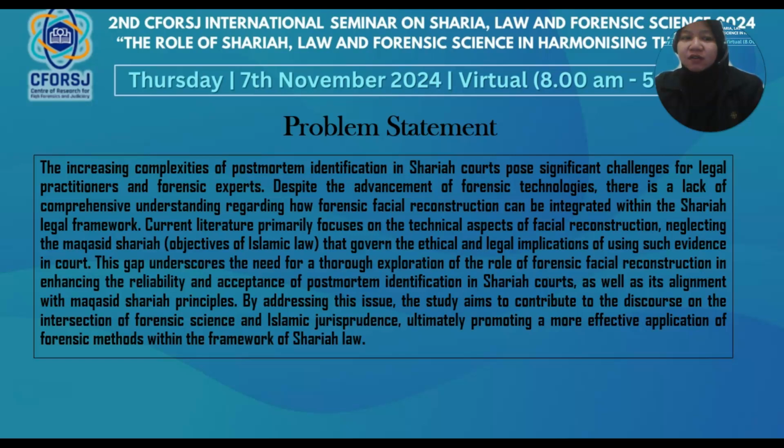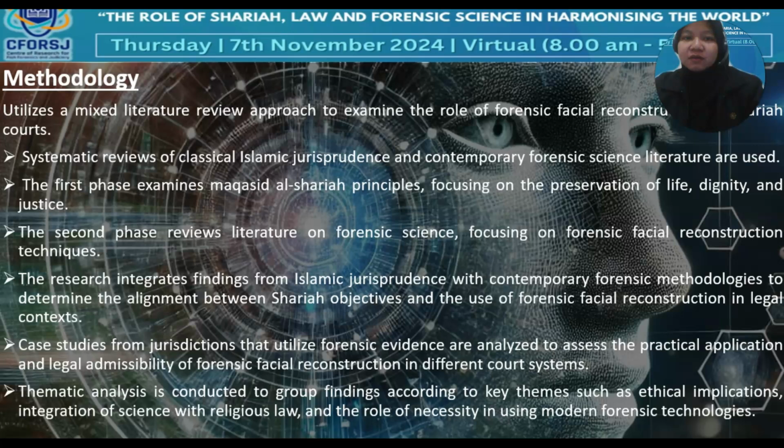This gap underscores the need for a thorough explanation of the role of forensic facial reconstruction in enhancing the reliability and acceptance of postmortem identification in Sharia court, as well as its alignment with Maqasid Sharia principles. By addressing this issue, the study aims to contribute to the discourse on the intersection of forensic science and Islamic jurisprudence, ultimately promoting a more effective application of forensic methods within the framework of Sharia law.